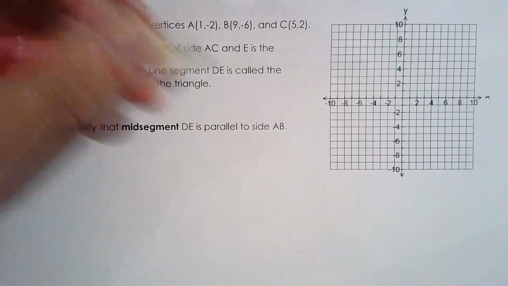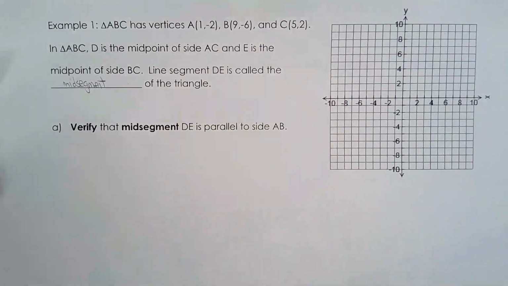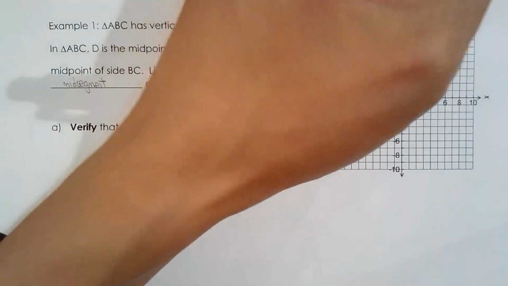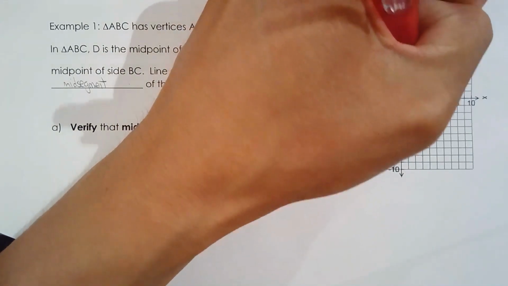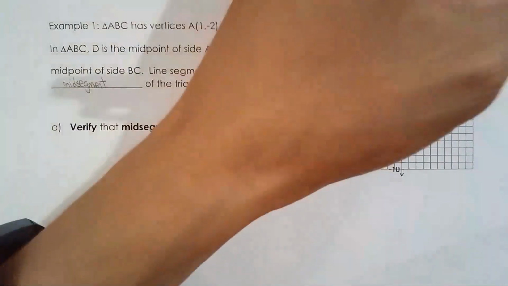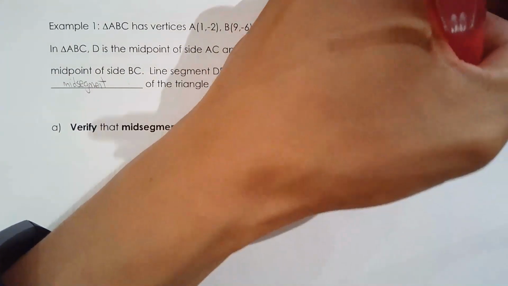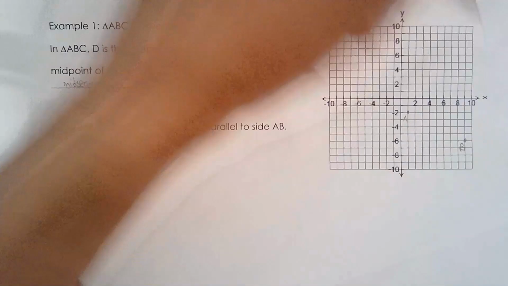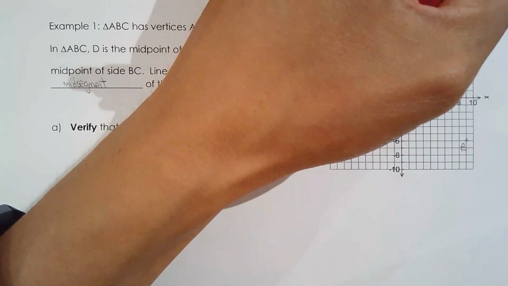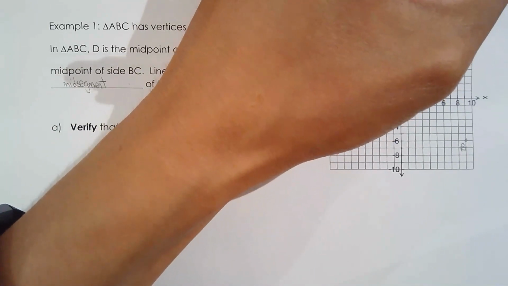Since they gave us a beautiful grid, I'm going to make use of it. A is 1, -2. B is 9, -6. And C is 5, 2. Okay, let's connect the dots.